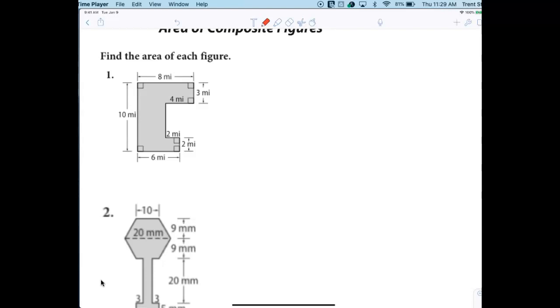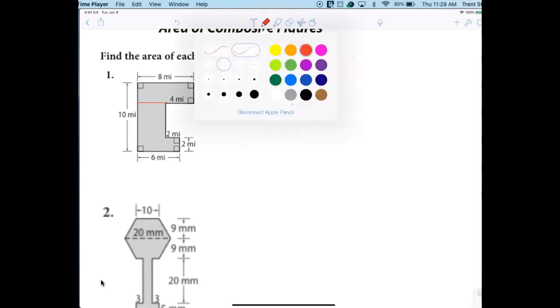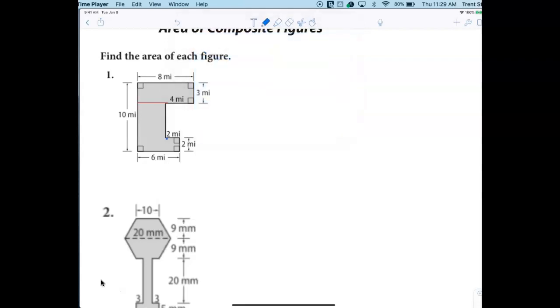I don't know why these composite figures on ERBs cause so much trouble. Part of it may be that you just don't understand the formulas. But actually all I have to do here is divide it into what? Into sections. That is correct. And I'm going to divide it into rectangles.